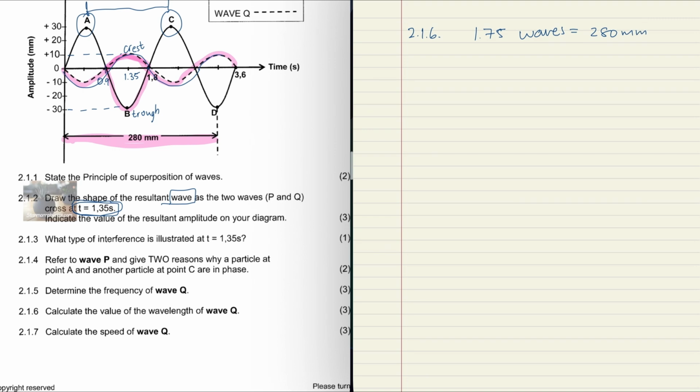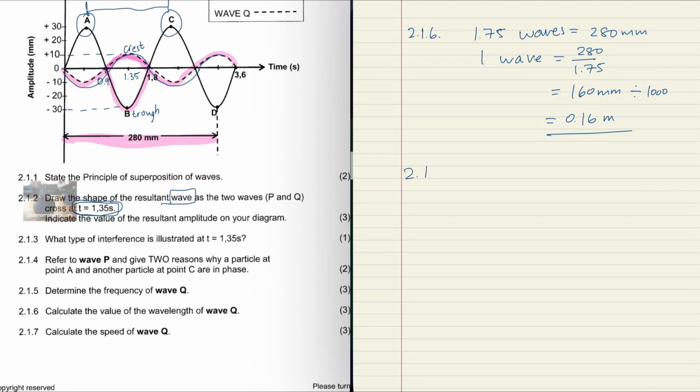Then we want the distance for one wave. So one wave is going to equal 280 divided by 1.75, which is equal to 160 millimeters. But wavelength must be in meters. So you've got to divide this by 1,000. And that's going to give us 0.16 meters.